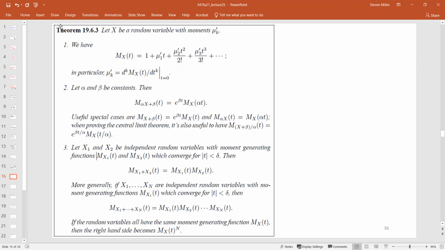If we have two independent random variables, the moment generating function of the sum is the product of the moment generating functions. More generally, the moment generating function of a sum of n independent random variables is the product. And if the random variables are all the same, you just get something to the nth power.